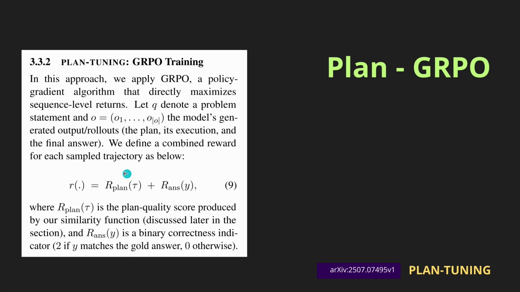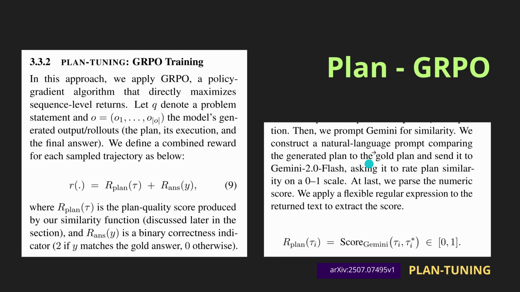Google, I love it. So we have our plan, the plan quality score produced by our similarity function. I'll show you this in a second. And here, the reward from the answer. And you're not going to believe what they went with, in a real complex system: a binary correctness indicator. And you say, oh, you are joking. No, this is why it's a screenshot. So they go with 2 if y matches the goal, the correct answer, the golden truth, or with 0 otherwise. So this is either 2 or 0. I mean, it's unbelievable. This is simple squared. I'm loving it.